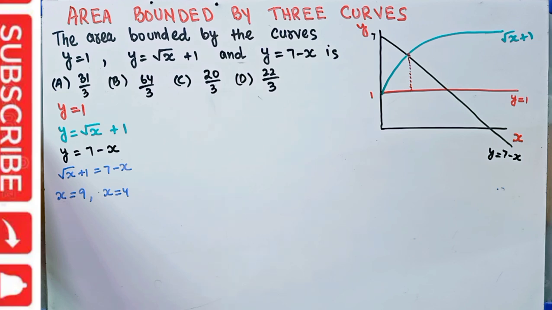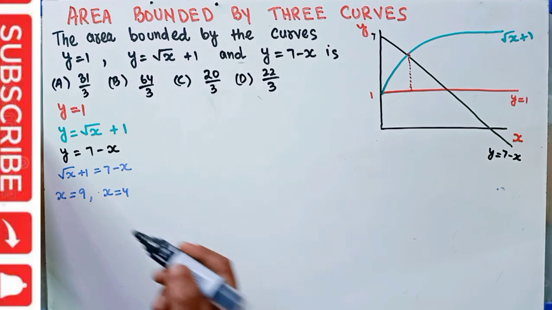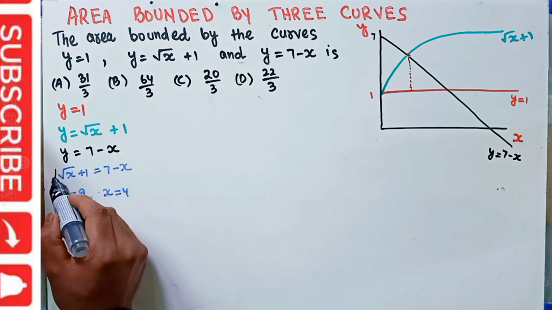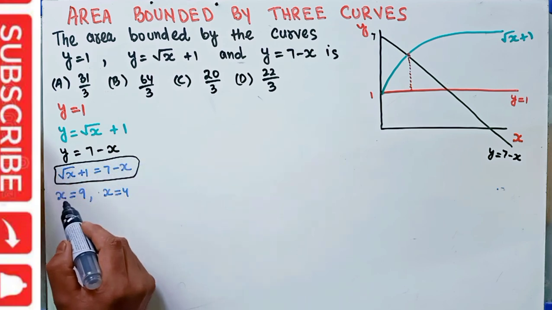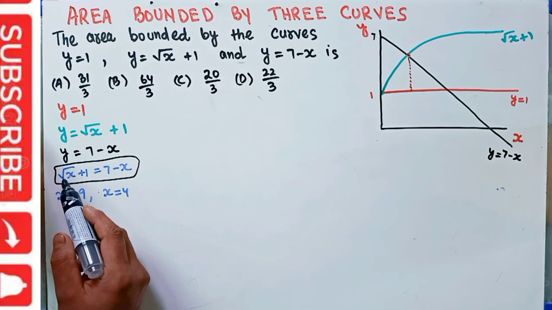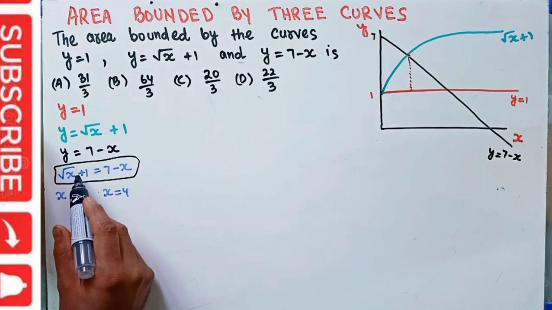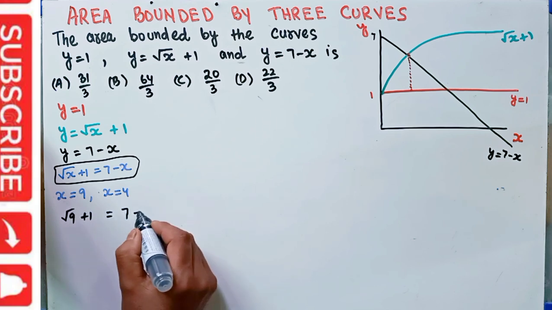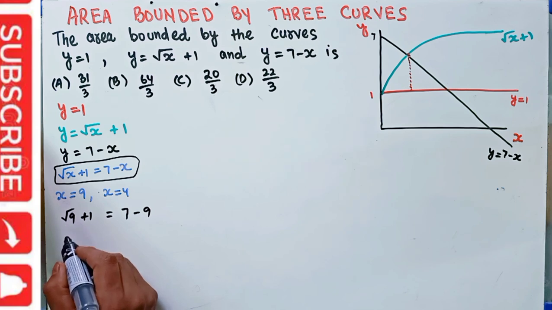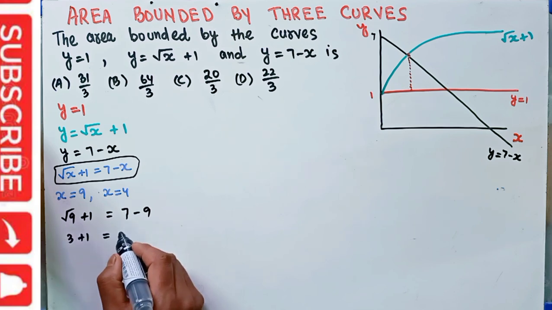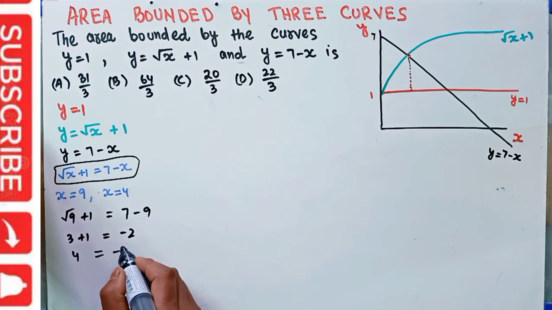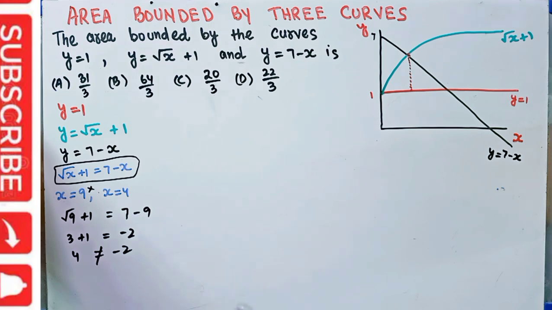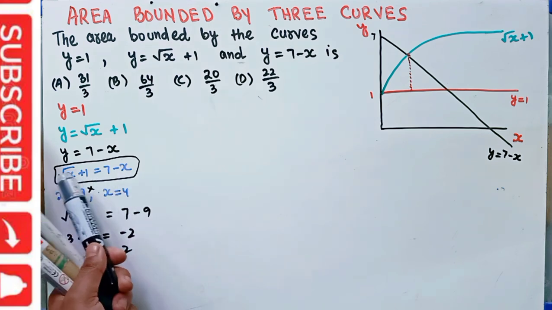Okay, so let us inspect this. So when x is equal to 9, let us see which of these two values of x satisfy this equation. If we take x is equal to 9 in this equation, we will have under root 9 plus 1 is equal to 7 minus 9. So this is under root 9 is 3 plus 1 is equal to minus 2. So 4 is equal to minus 2. This is not possible, so we will not take this point x is equal to 9 here, because this condition is not satisfied.